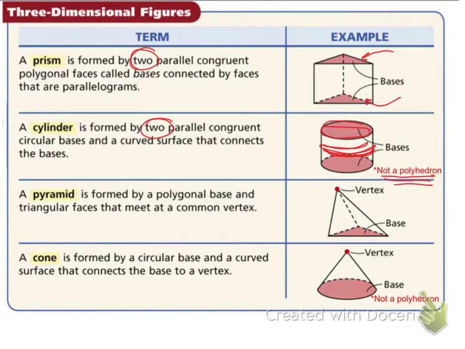Next is a pyramid. So a pyramid has only one base. One base. And then the lateral faces all meet at one vertice up top. And next is a cone. So it has a circular base and a curved surface that meet at one vertice. Again, the base is circular and a circle is not a polygon. So it is not a polyhedron.